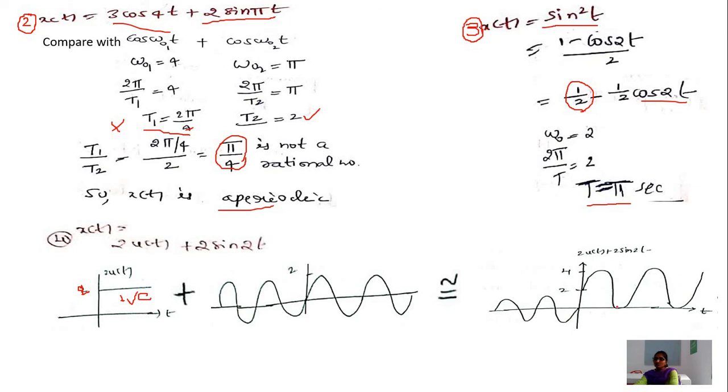Then it is also not following the same repetition of the signal. The same shape is not followed, by observing the signal. That's why the signal is not periodic.